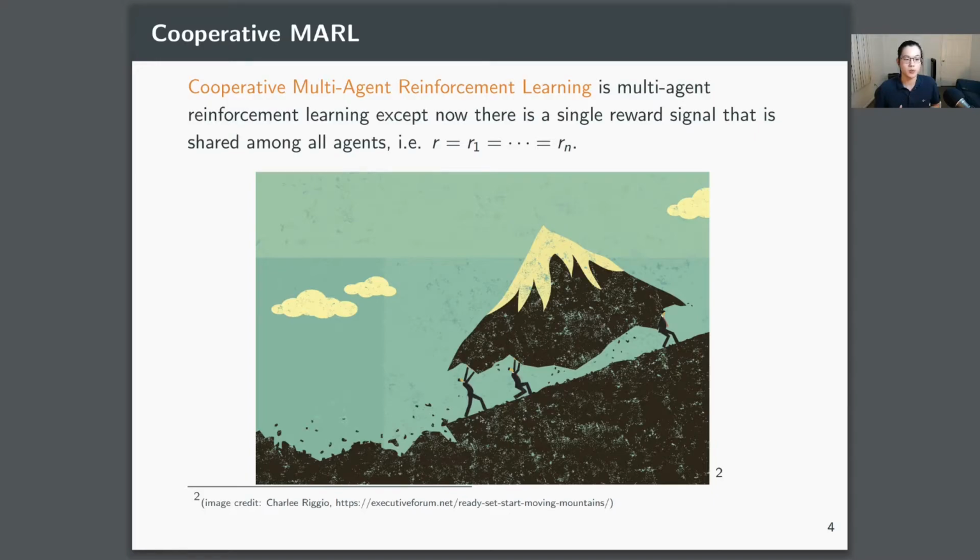Now, cooperative multi-agent reinforcement learning is a subset of multi-agent reinforcement learning where there is a single shared reward among all agents. This is sort of like the agents have to work as a team. So individual rewards don't matter. It's more about the performance of the whole team. So of course the rewards will now be shared.